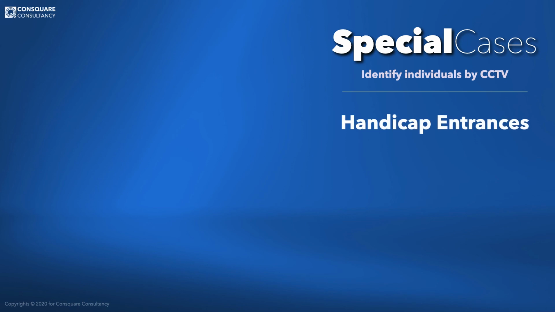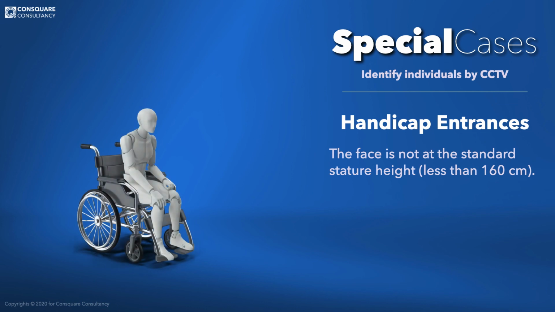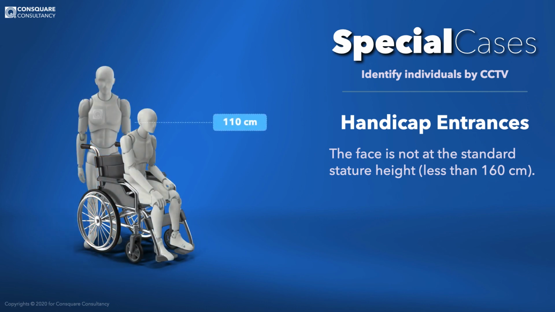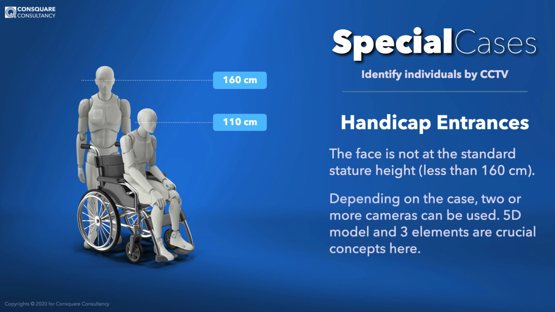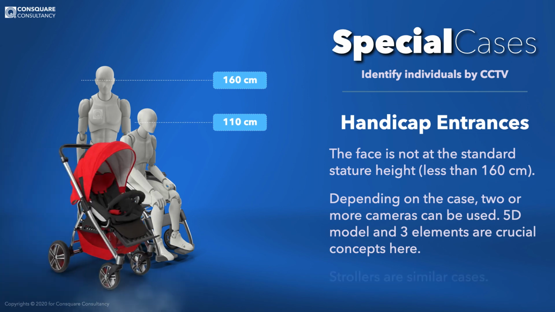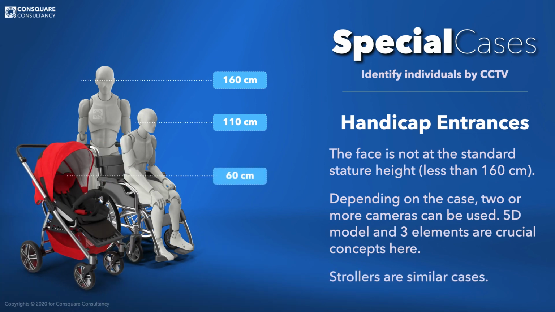Handicap entrances. The face is not at the standard stature height, less than 160 centimeters. Depending on the case, 2 or more cameras can be used. 5D model and 3 elements are crucial concepts here. Strollers are similar cases.